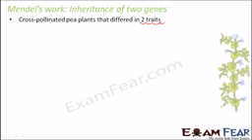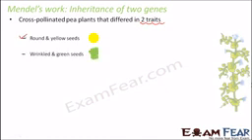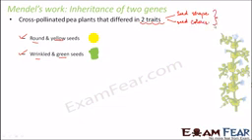So what are the traits that he selected for this? He took round and yellow seeds and crossed them with wrinkled and green seeds. So basically, what are the two traits that he considered? Round and wrinkled denote the seed shape. So seed shape was one trait and the other trait was the seed color. So seed color and seed shape were the two traits that were considered by Mendel, and he crossed the round and yellow seeds with the wrinkled and green seeds. And now we will see what happened as a result of this cross.